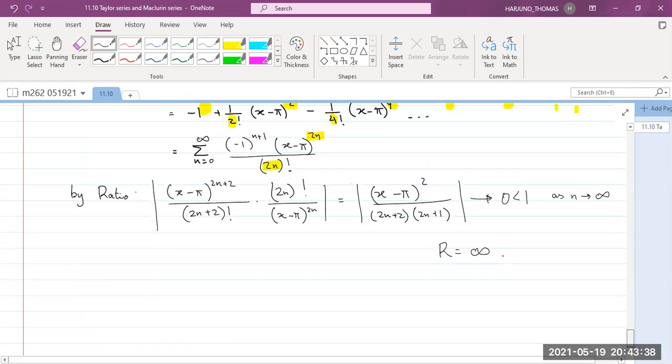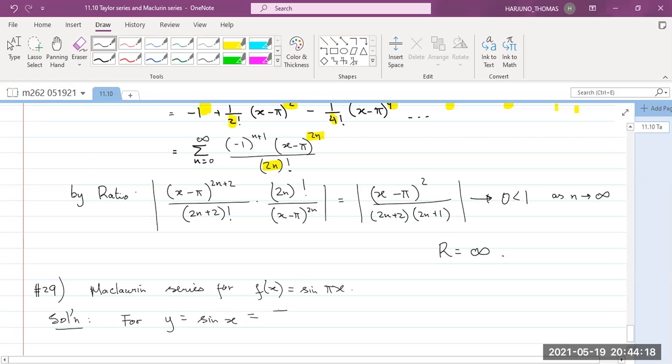Okay, number 29. I start to love this. They say use the Maclaurin series to find the Maclaurin series for f(x) equals sine pi x. Now let's take a look at the Maclaurin series for sine x. For y equals sine x, the Maclaurin series is the sum of x to the 2n plus 1 over 2n plus 1 factorial. Is it right?